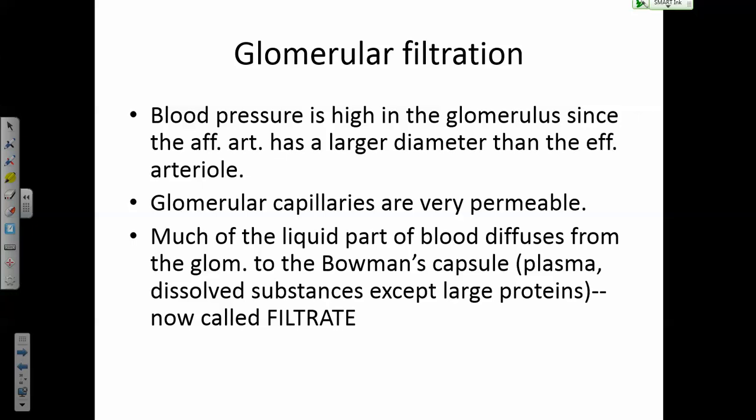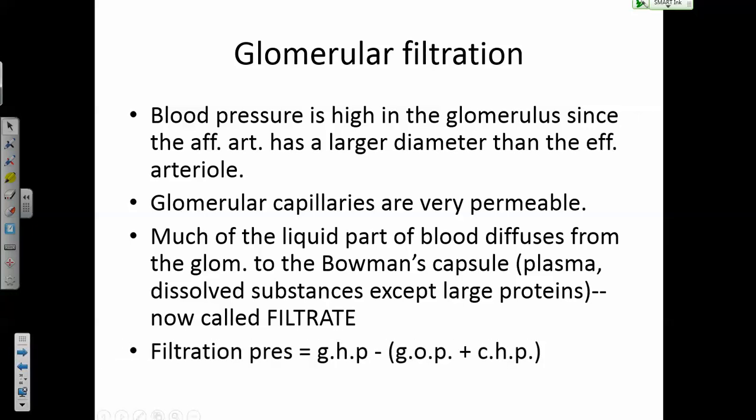And once it does, and it's in a Bowman's capsule, it's referred to as filtrate. What's the composition of filtrate? It's like blood plasma. If it's 10% glucose in the blood, it's going to be 10% glucose in that initial filtrate. It's just like blood plasma except for the presence of the big proteins. Little proteins might go across, but for the most part, the proteins don't go across. So there are no cells in it. There are no red cells, white cells, or platelets.